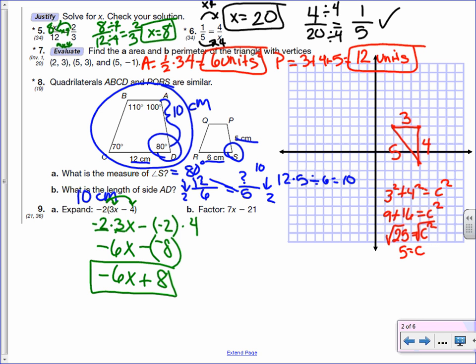And then factor means what do each of these terms have as a common factor that I can pull out and have it look like the problem in A. So hopefully 21 is divisible by 7, since 7 is a prime number. So I'm going to say it's 7 times x, and then 7 times what gives me 21? 7 times 3 gives me 21. So I can pull that 7 out and have it be outside the parentheses, and then I have x minus 3 left.